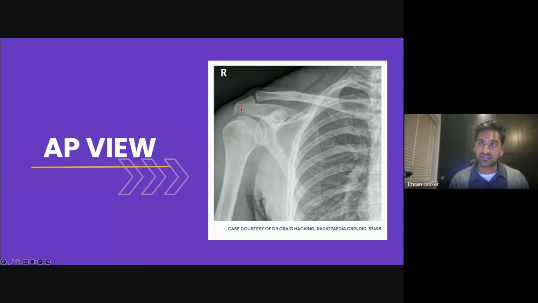And the way to really look at this is to draw a line all the way along, all the way underneath, and make sure everything nicely aligns. Now there are ligaments that go all the way from here to here, from here to here, from this thing called the coracoid process.